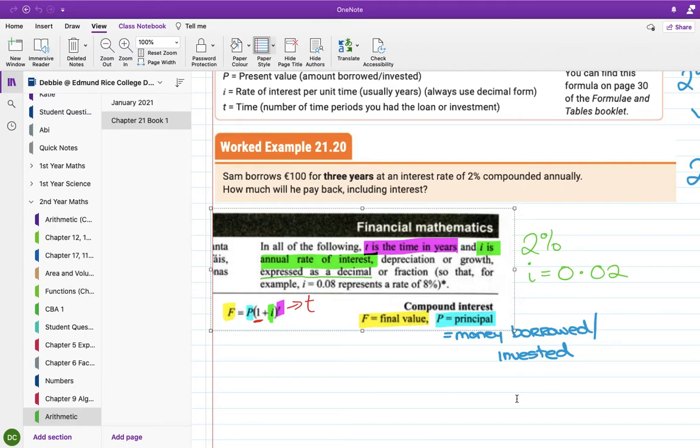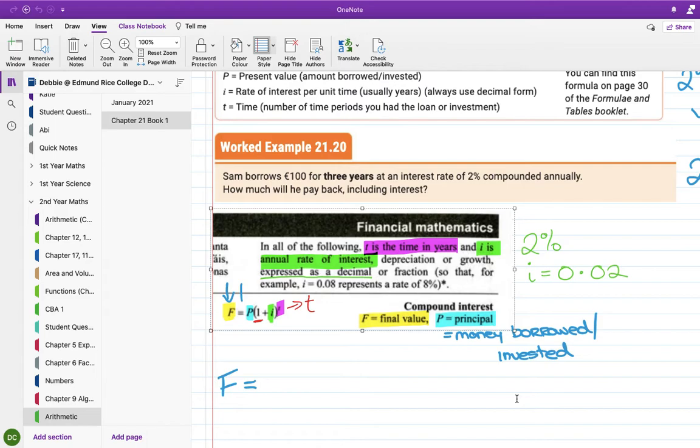So let's look at the question. Sean borrows €100 for 3 years at an interest rate of 2% compounded annually. How much will he pay back including interest? We're looking for F, the final value. So we don't know F, we need to figure it out. Equals. I'm following this up here: I've done F, I've done equals. Now I'm moving on to P. I'm just working through this formula.